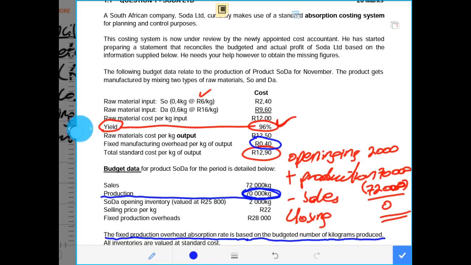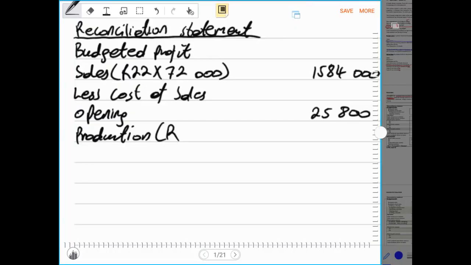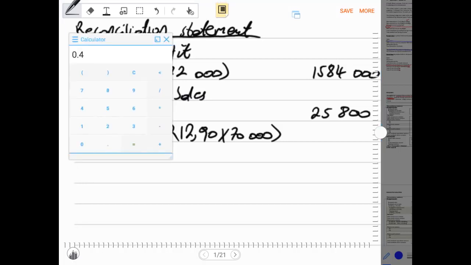So if we take the amount of 12 rand 90 cents, the fixed cost of 40 cents is already included in the production cost that we have budgeted. So if fixed cost is already included, there is no need for us to take fixed costs into account separately. We can just say 12 rand 90 cents times the estimated production of 70,000, and this will give us our total production cost that we budgeted for the period of November.